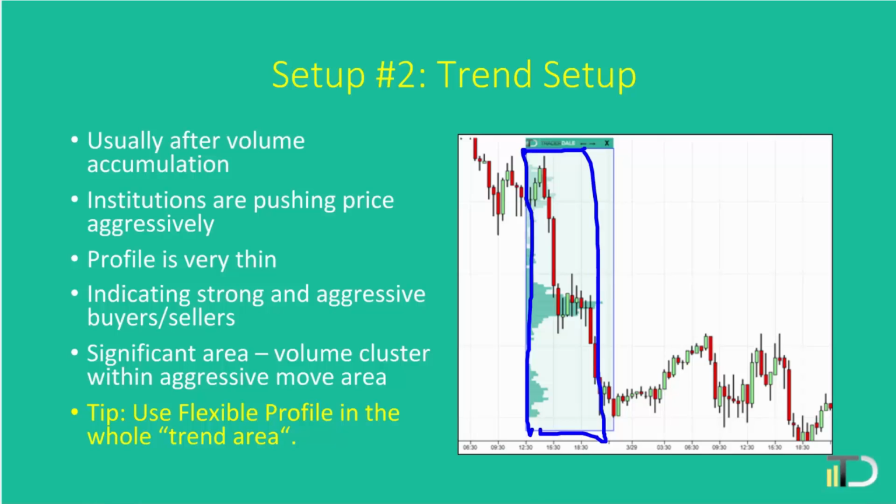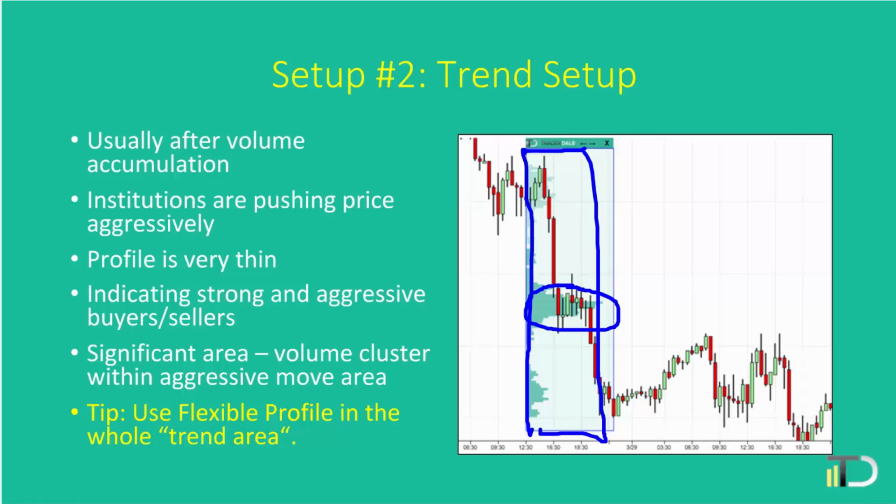The reason is that the big institutions don't have time to add or accumulate their positions in such a strong and fast price development. They need time to accumulate their positions. So for that reason, the profile is usually very thin. And what I do is look for places with significant volume clusters. In this case, there was a place with a significant volume cluster. Significant volumes got accumulated in this area.